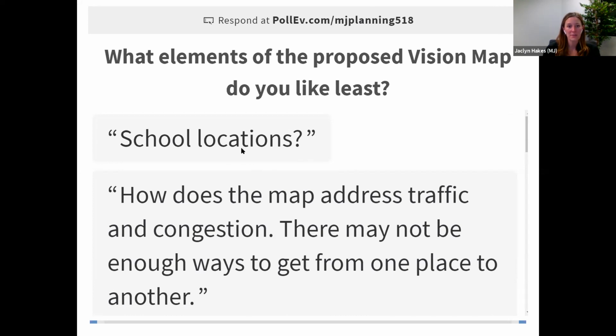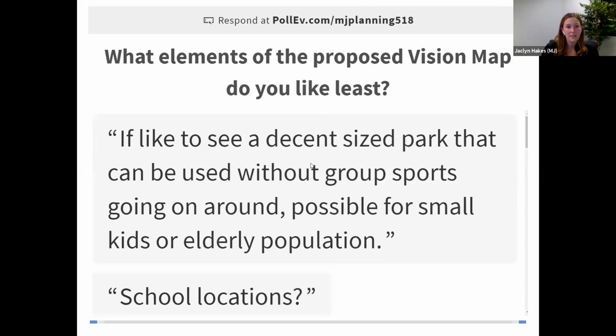The school locations, I think perhaps they're asking if we can identify the school locations in the vision map. That makes sense. They're key destinations. All right, and we'll wrap this up in just another couple of minutes. I'd like to see a decent-sized park that can be used without group sports going on, possible for small kids or the elderly population. Okay. All right, so we'll just keep this open for another minute or so, and then we will move on with the presentation and then get to the Q&A session. Okay. All right, so any last comment here, and then we will go ahead and move on.